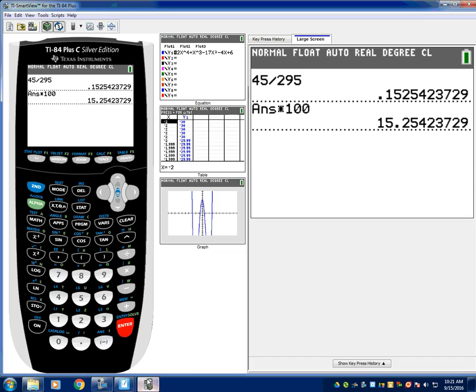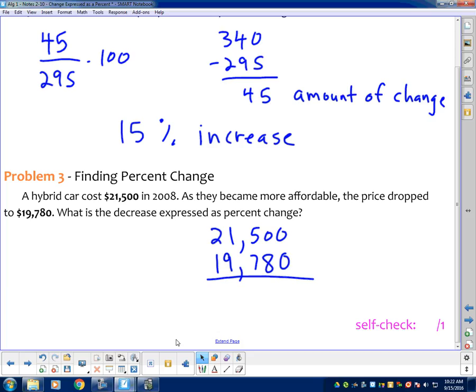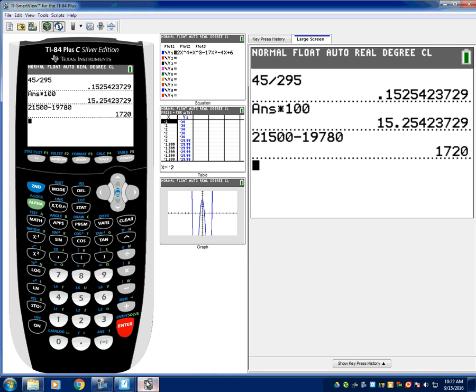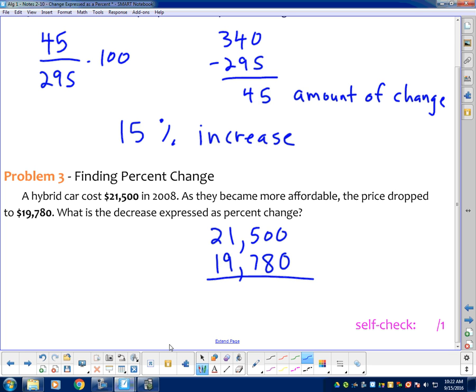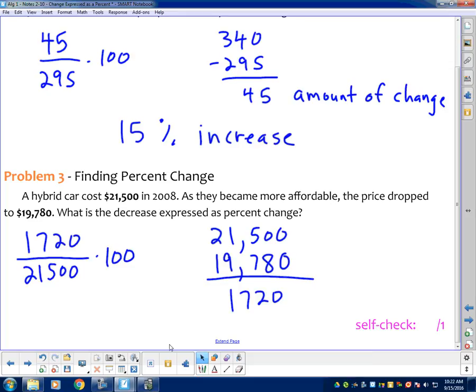21,500 minus 19,780, I believe 1,720, let's just double check that. Yeah, so it's 1,720. So we take 1,720 over the original, which was 21,500 times 100, and this will be a percent decrease here. What is the decrease expressed as a percent change?